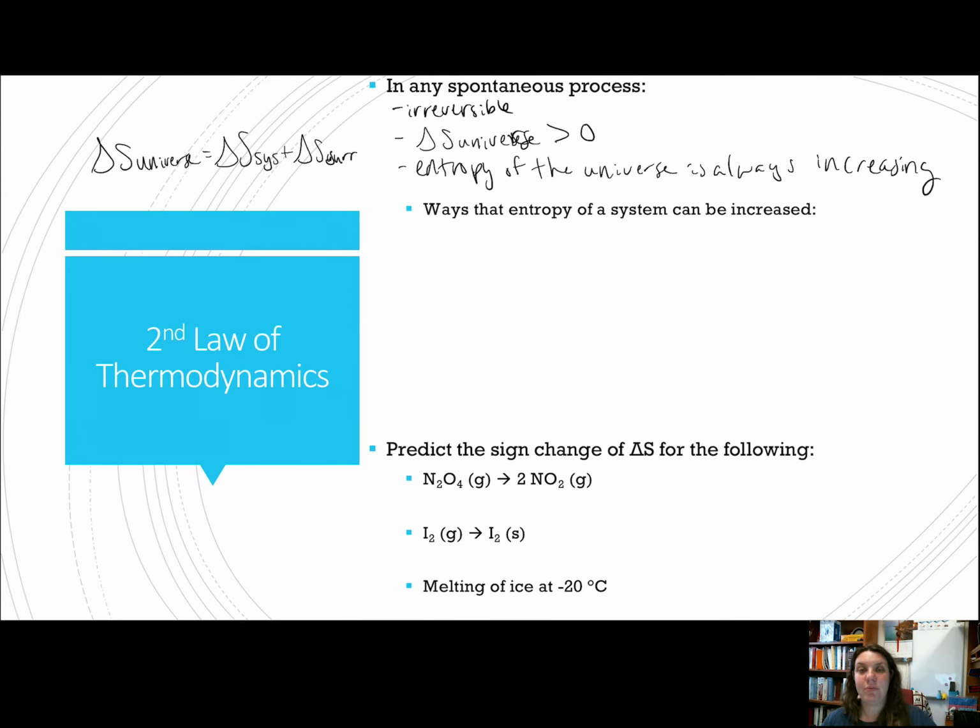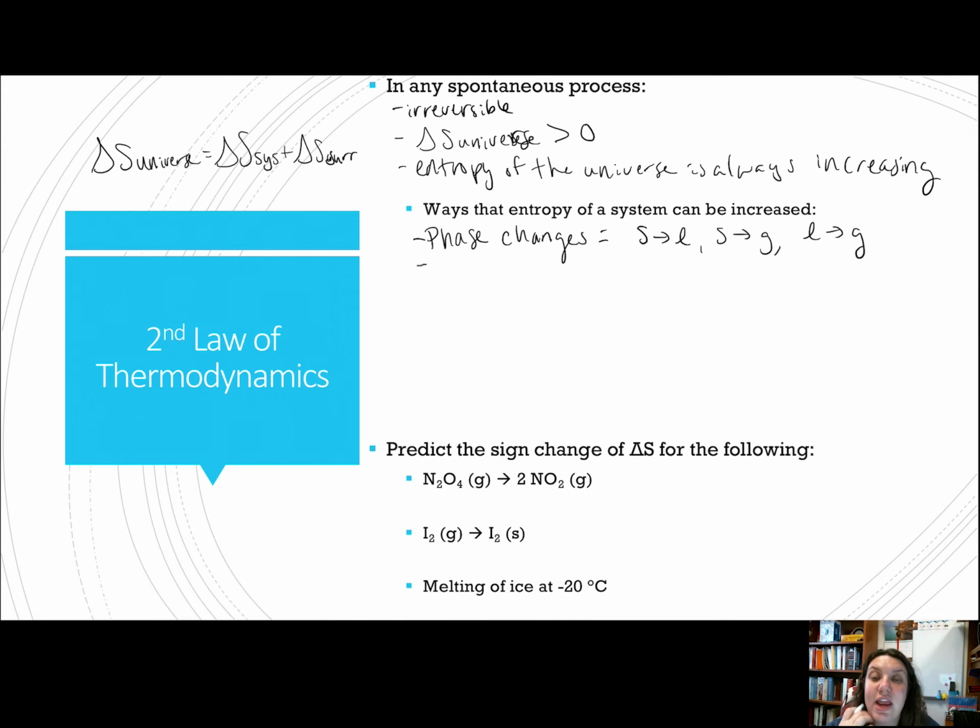Okay, so we can increase our entropy in a couple different ways. Not just these ways, but these are the ones we're going to be able to recognize ourselves through a couple of different phase changes, such as solid to liquid, solid to gas, or liquid to gas. So going from a higher order state to a higher disorder state.